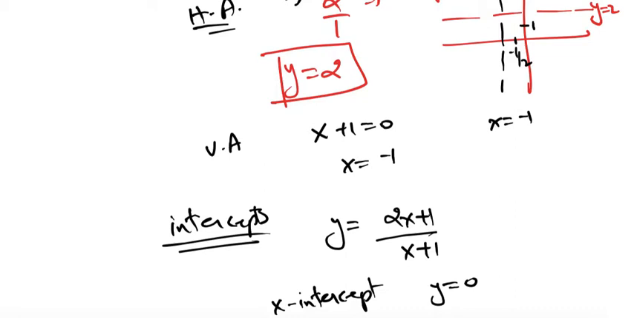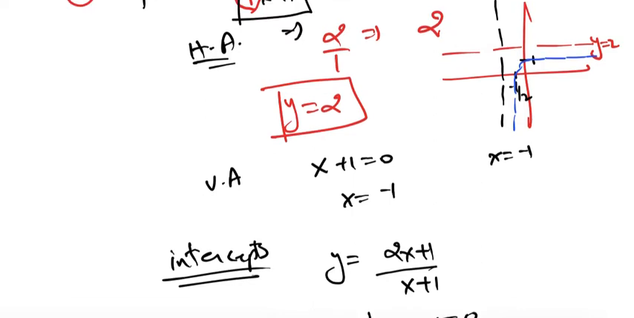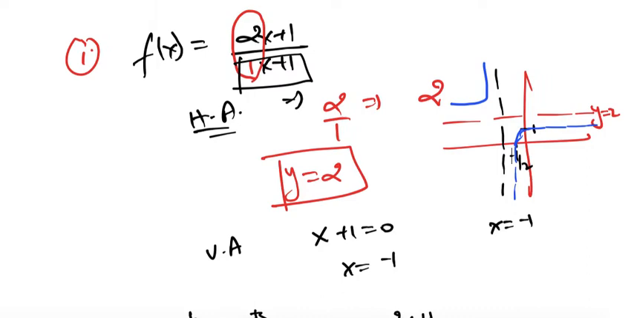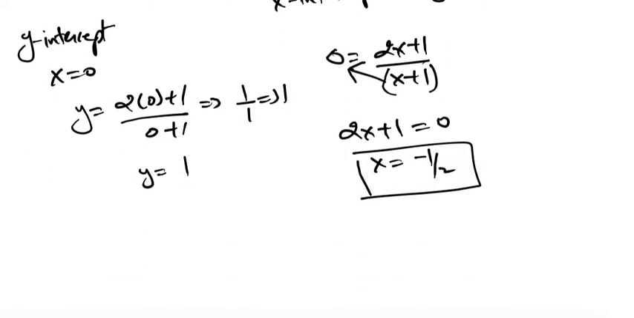So our graph will go like this, and another branch will go like this. This is how we derive the shape of rational functions.